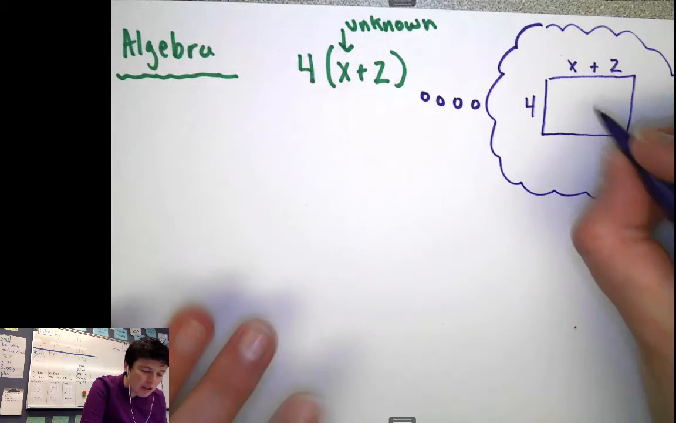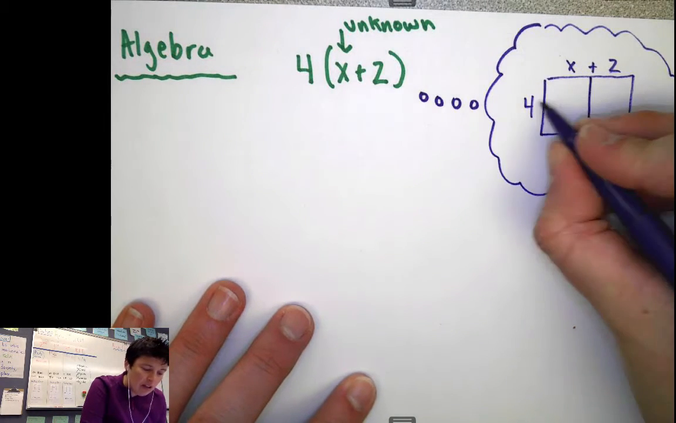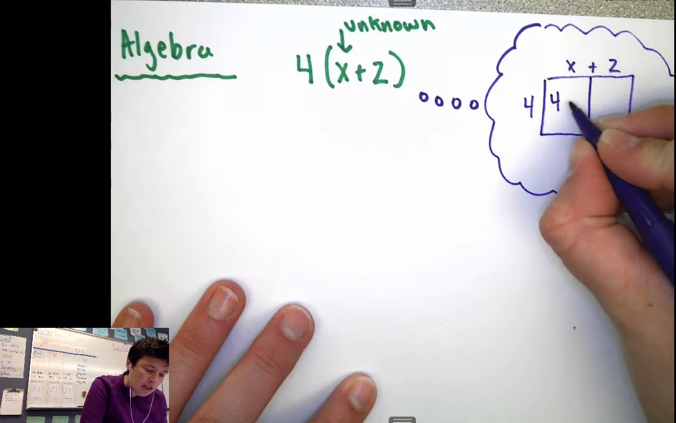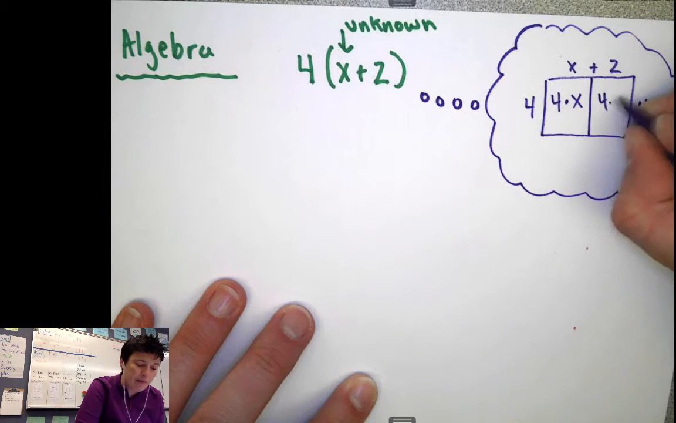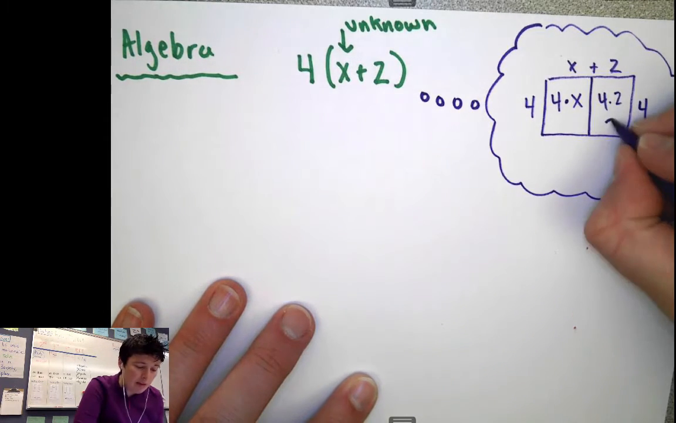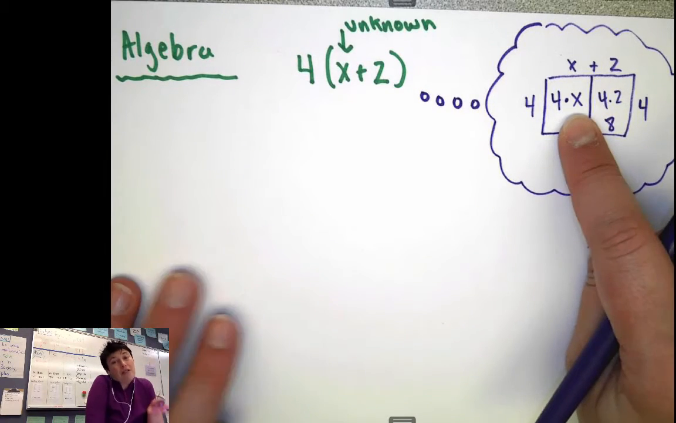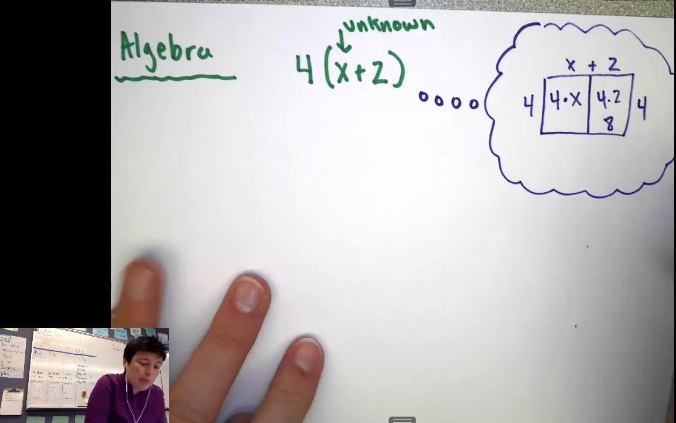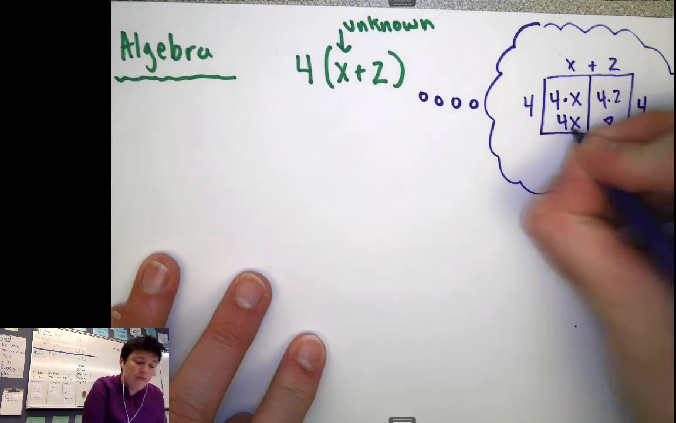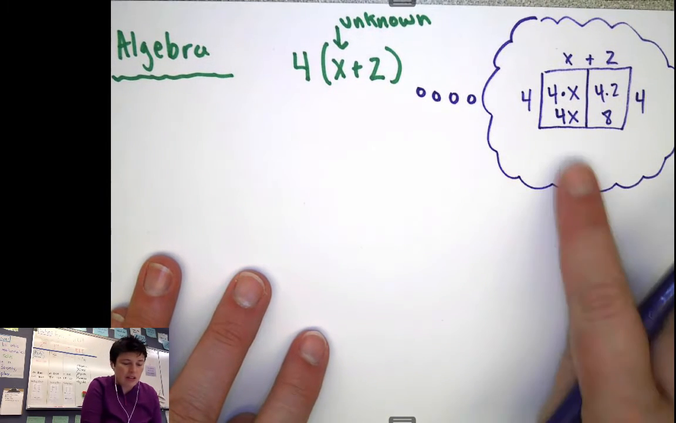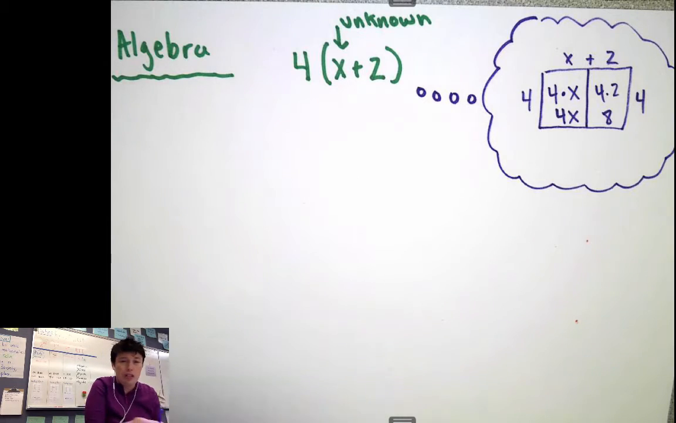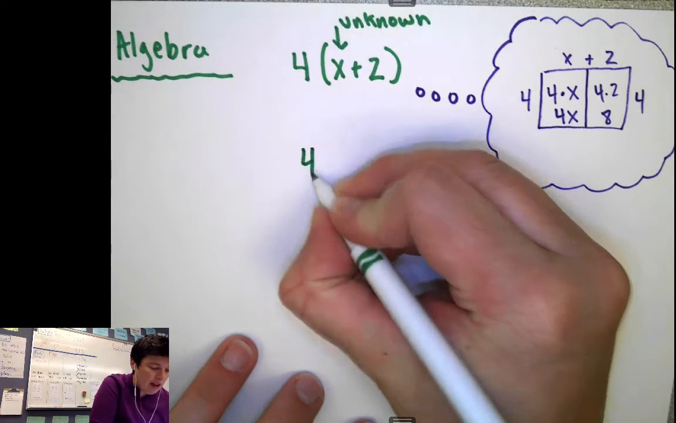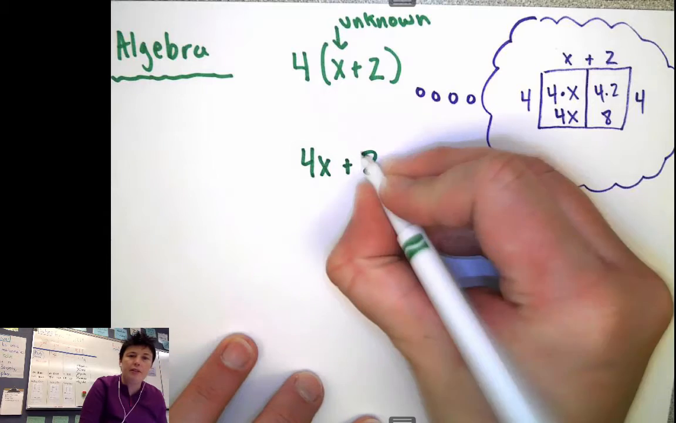So imagine splitting it into two regions. This region is 4 times x, and then this region, since it measures 4, is 4 times 2. I know 4 times 2 is 8. That part I got. 4 times x, since I don't know what x is, I really don't know what it is, but I know it's 4x. So look at what our answer is. It's 4x and 8. We would add them together. So our solution is 4x plus 8.